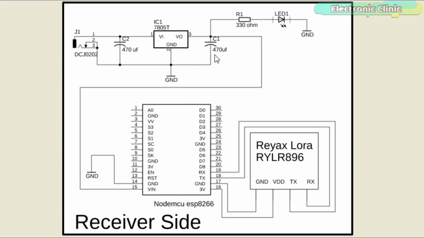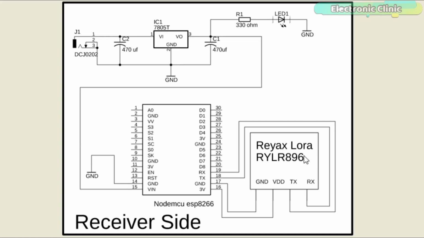Two 470 microfarad capacitors are connected at the input and output sides of the voltage regulator. A 330 ohm resistor is connected in series with a 2.5 volt LED. This is a current limiting resistor. A wire from the output of the voltage regulator is connected with the VIN pin of the NodeMCU ESP8266 WiFi module, while the ground of the power supply is connected with the ground pin of the NodeMCU module.